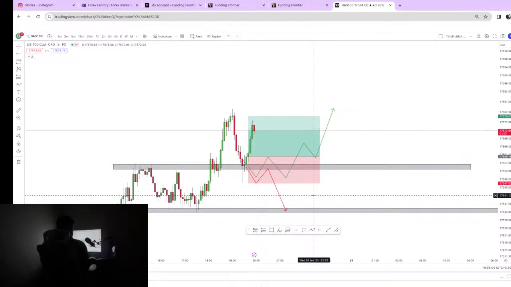Which risk? Are you asking for an explanation for this trade or the risk? I don't get you. What are you trying to say?